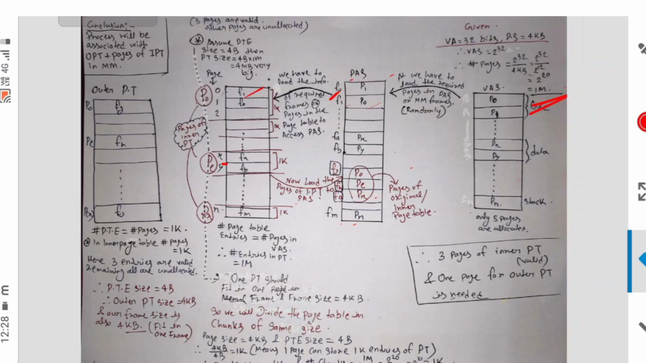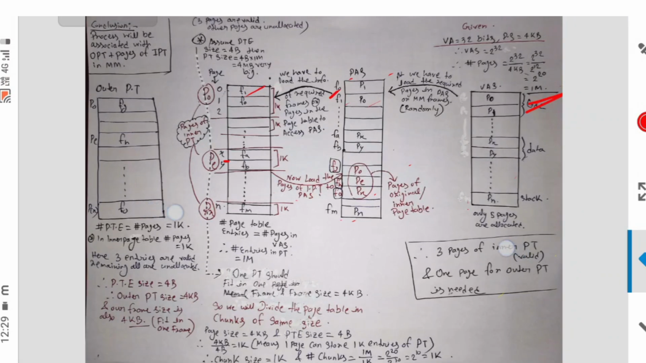Now if we divide the page table, we know that the page size is 4 KB and the page table entry size is 4 bytes. If we divide 4 KB by 4 bytes, the result will be 1K. That means one page can store 1K, or 1024, entries of the page table. So one chunk size should be 1K.